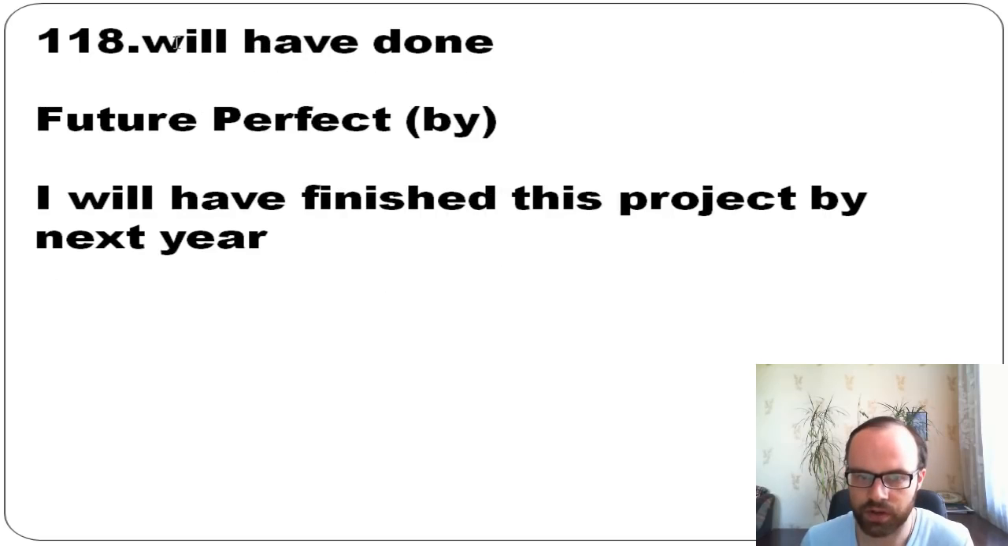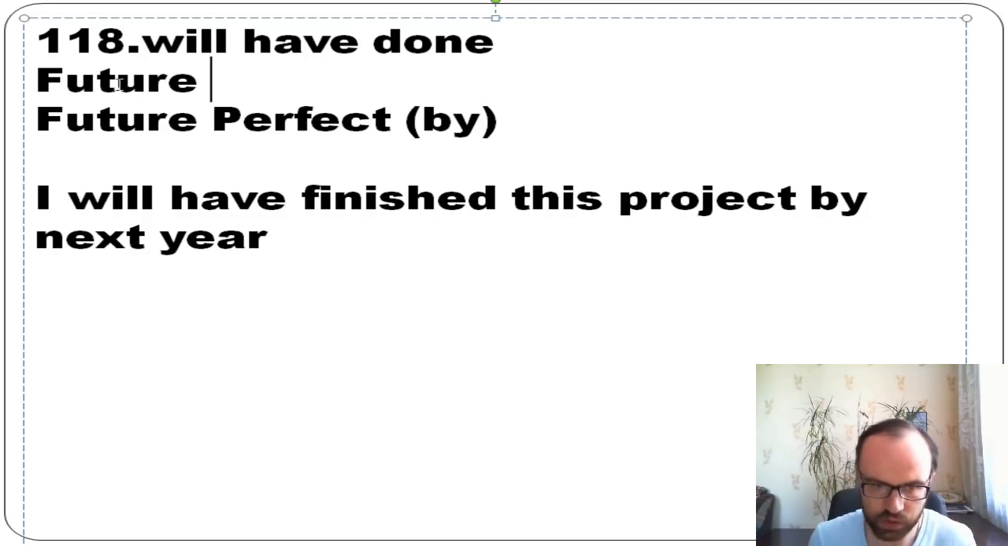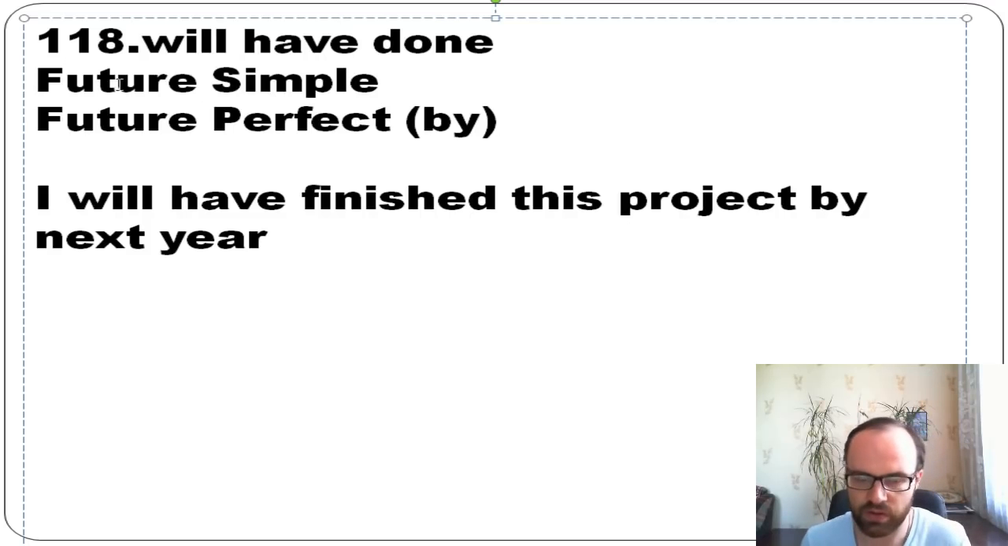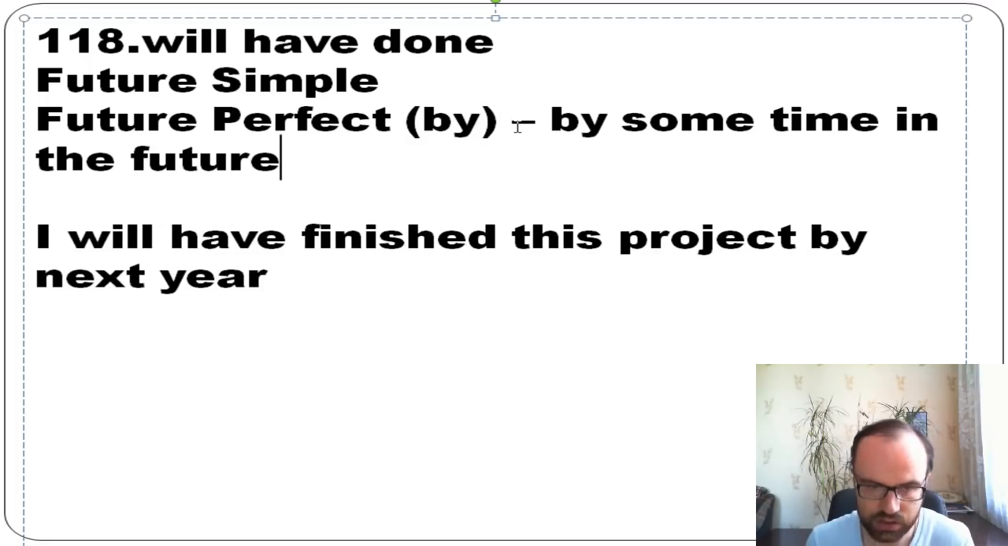Next, future perfect. Will have done. So what's the difference between future simple and future perfect? The difference is very small. If you see by, or if you want to use by some time in the future, you use future perfect: will have plus past participle, will have done.